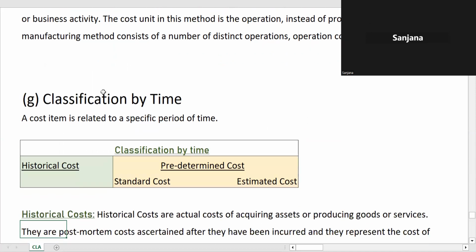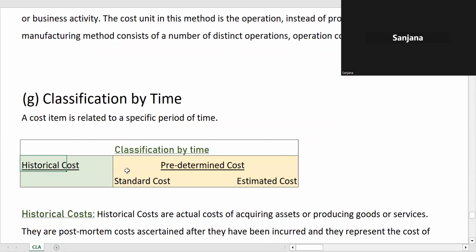Okay, one is called historical cost and the second is predetermined cost. Historical cost is backwards in time, which you have already incurred. Predetermined cost is forward in time. It's a future cost. You are calculating future cost. So predetermined cost is of two types, standard and estimated cost.